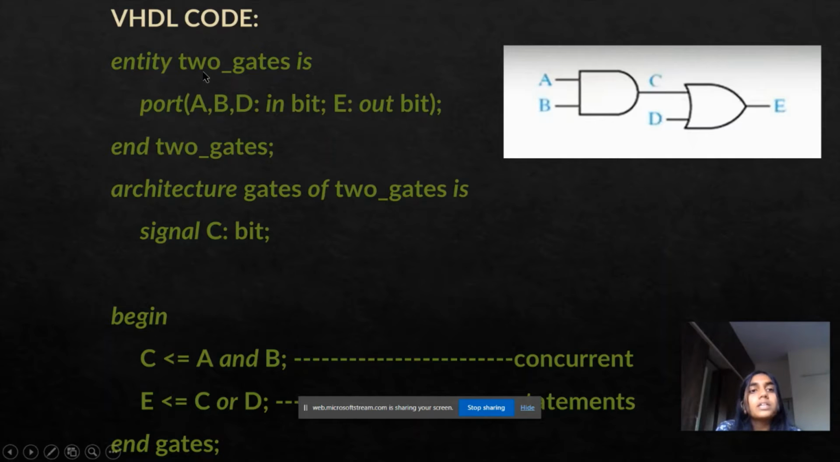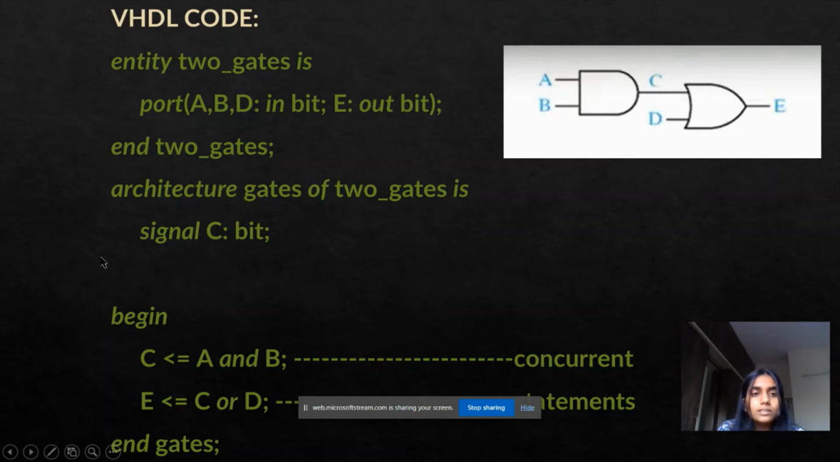I've taken the name of the entity to be twogates because there are two gates. So entity twogates is port. Now, when there are multiple inputs of the same data type and the same mode, I can declare them all in one sentence with a comma between all of them. So now I have A, B, D as the inputs of in mode, bit data type, and here E is the out mode, bit data type. Now C shall be declared later in the architecture part, as it is neither input nor output. Now the end entity twogates.